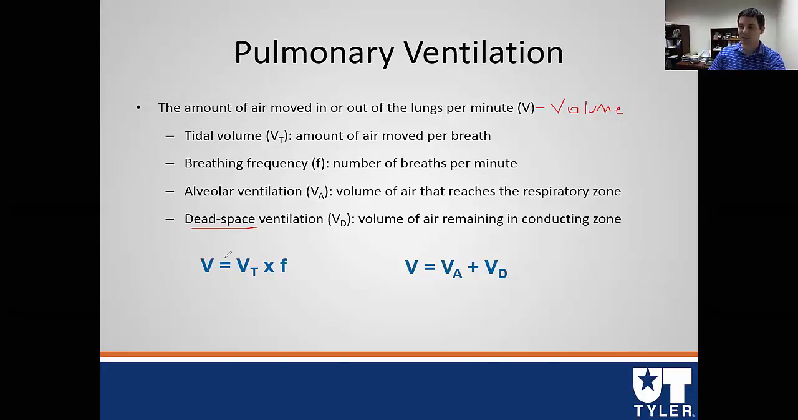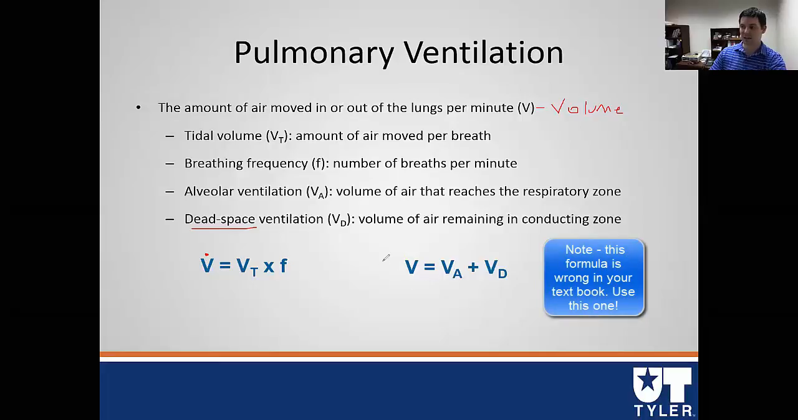So therefore, the volume of air that we breathe per minute, seen as V, or more appropriately V dot, is equal to our tidal volume multiplied by our breathing frequency. Right? How much you breathe in by how many times you breathe per minute. We can also say our pulmonary ventilation is equal to the alveolar ventilation plus the dead space, right? The amount of air that makes it to the respiratory zone and the conducting zone will give us the volume of air moved in and out of the lungs per minute.